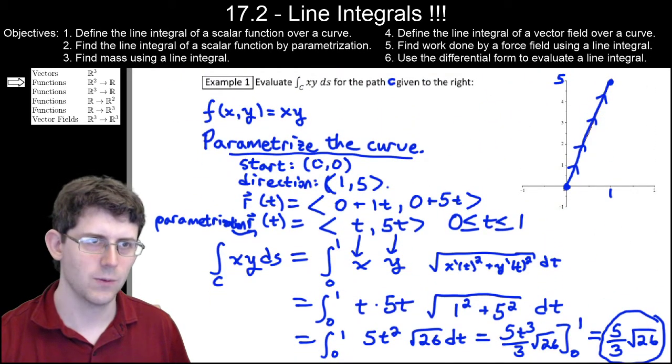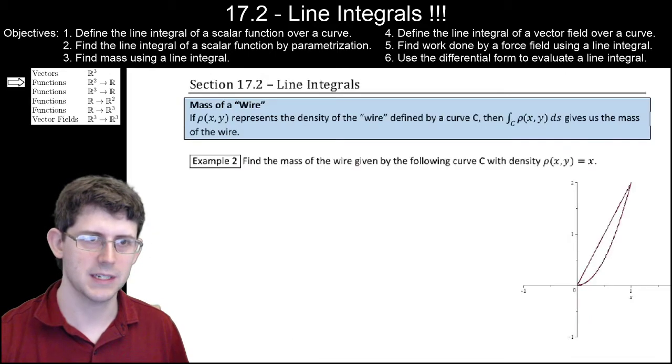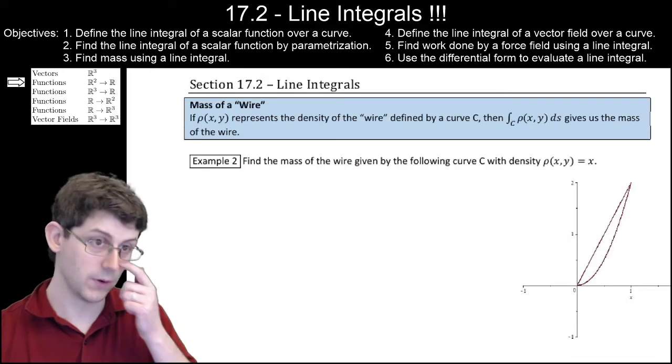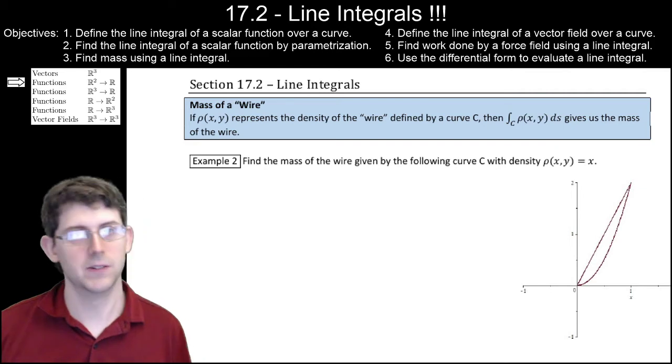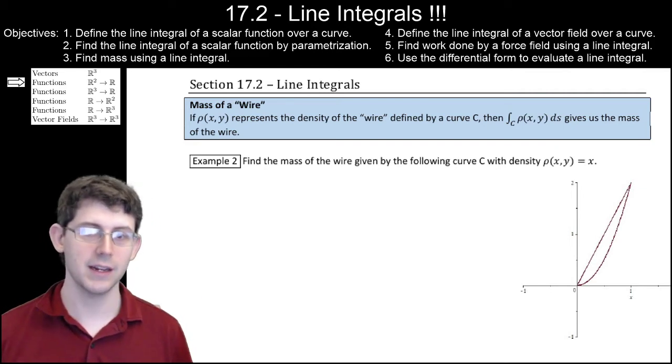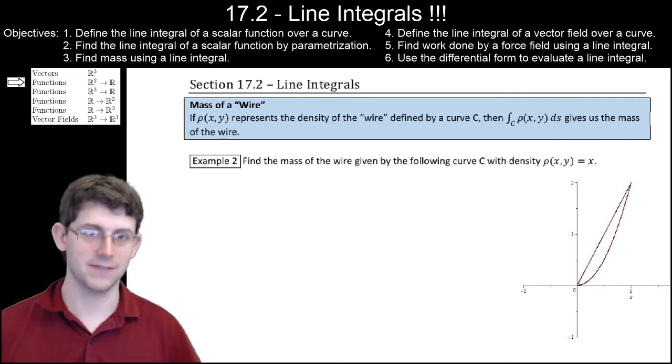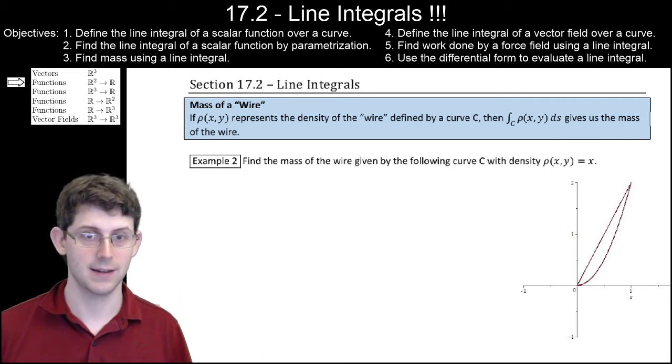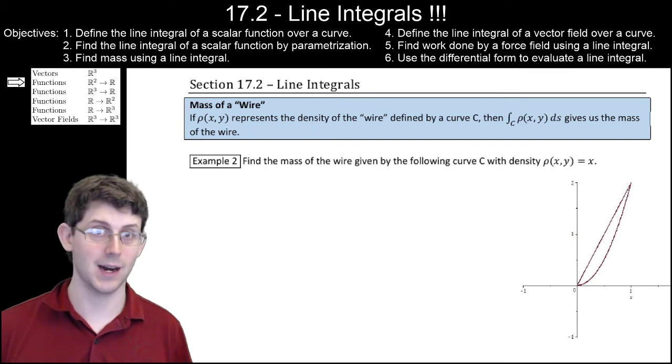Hopefully we get to say why you would ever do that. And the reason you would do that is for mass. Yes, great. Okay, so who cares? Why would you ever do a line integral over a curve using a function? The reason is, what if the curve has a different density at every point? That density is a function of x and y.